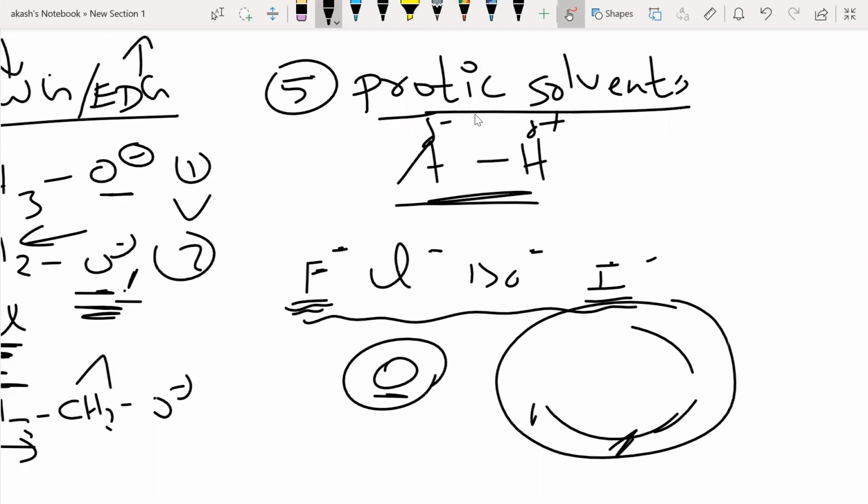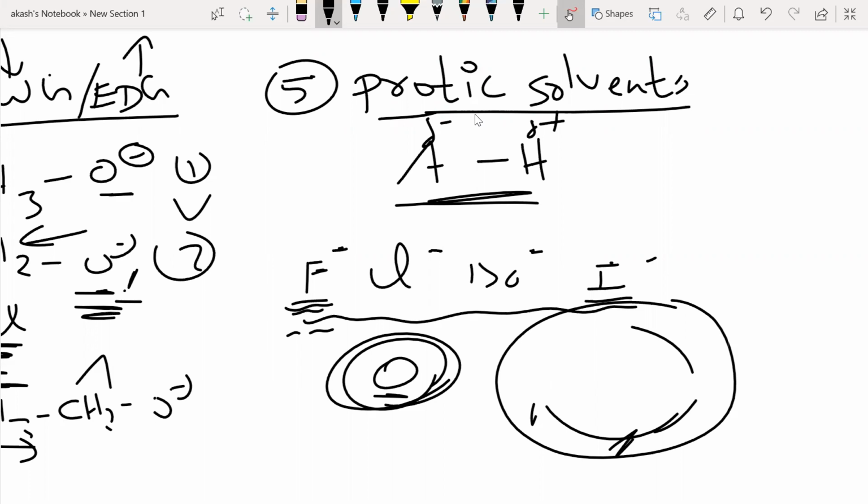Now because of this, what do you think? I'll give you the answer. Since this F minus is maximally crowded, if it wants to go and attack the substrate, it is going to find it difficult. Because there is a sphere of water molecules surrounding this F minus, which will resist F minus from going and attacking the substrate. So what has happened to the nucleophilicity? Nucleophilicity is actually getting decreased, isn't it?